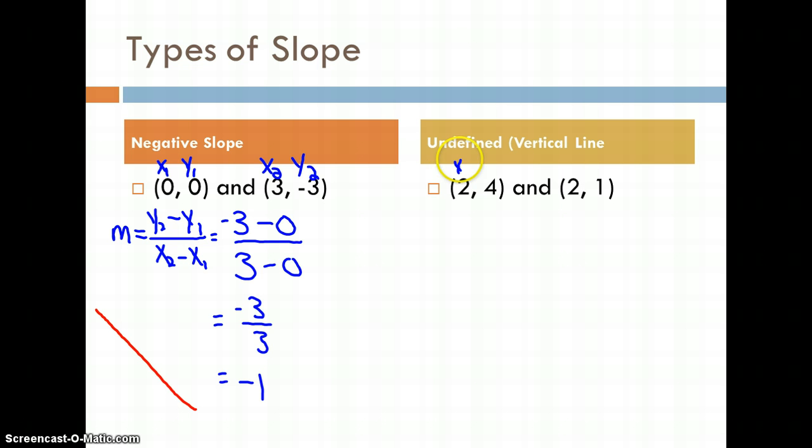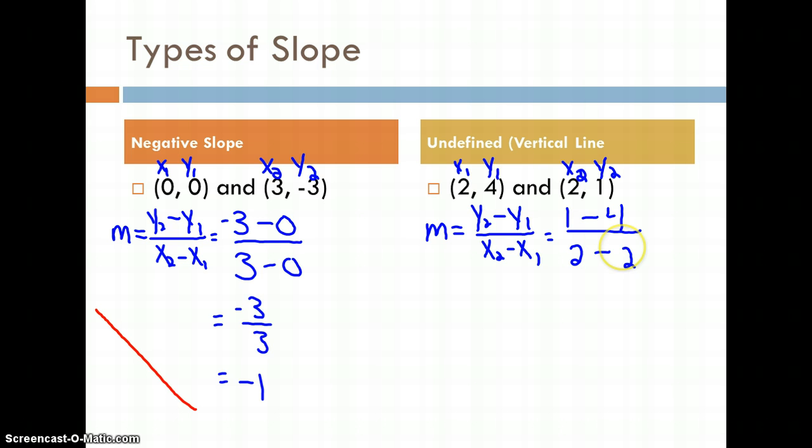Undefined slope. Formula is still the same. We just end up with a different type of answer here. Y2 minus y1 over x2 minus x1. Y2 is 1. Y1 is 4. So we have 1 minus 4, and then both x2 and x1 are both 2. We end up with negative 3 over 0. Well, you know, we cannot divide by 0. It's undefined, so our slope here is undefined.